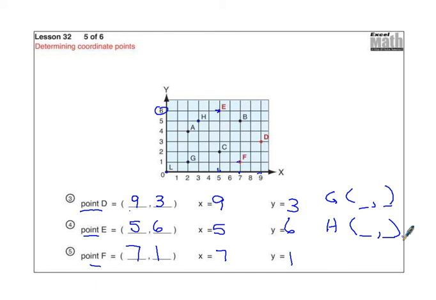Okay, G is over 2, up 1. So the answer is 2, 1. X is 2, y is 1. H, right here, I'm going to go over 3, up 5. So the answer is 3, 5. X is 3, y is 5.